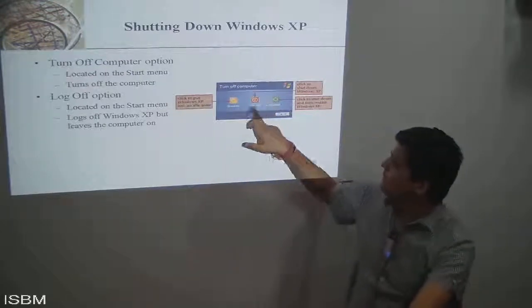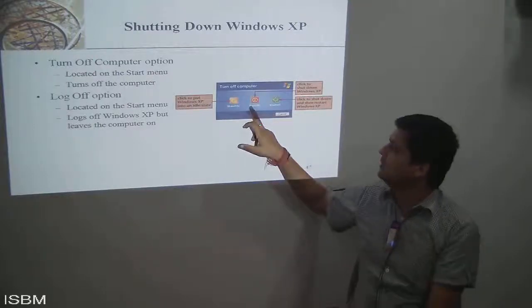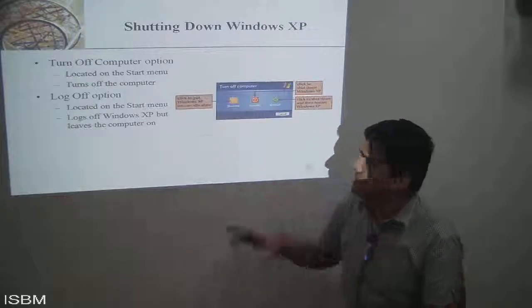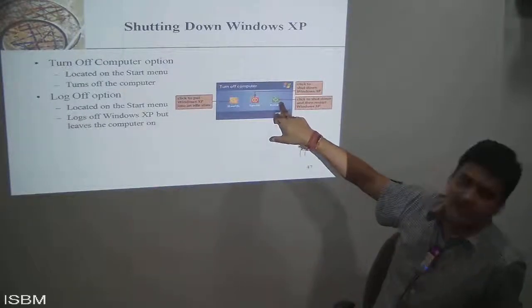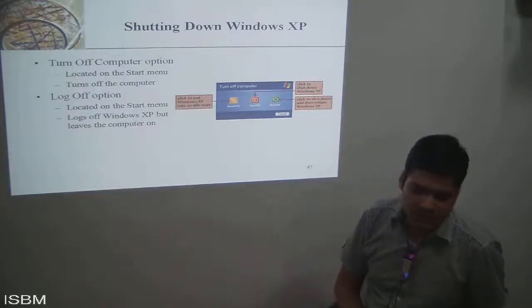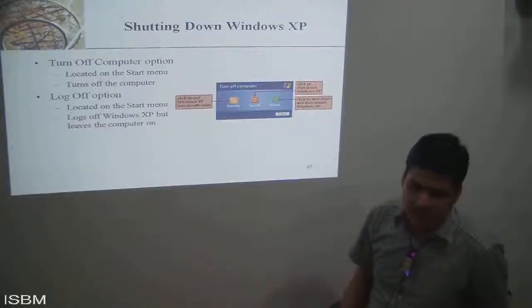Turn off your computer. You can click on shut down when you want to shut down your computer. When you want an idle state, use standby, and when you want to restart, you restart over here. The Log Off option is located in the Start menu. Log Off exits but leaves the computer on. This is the Log Off option.